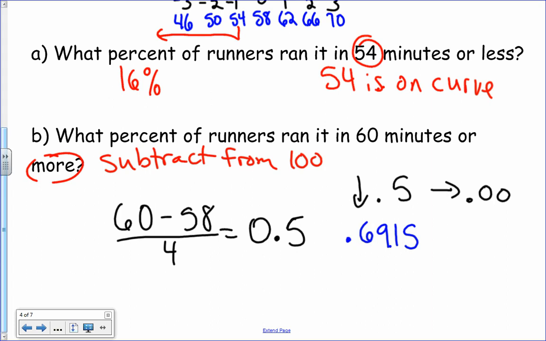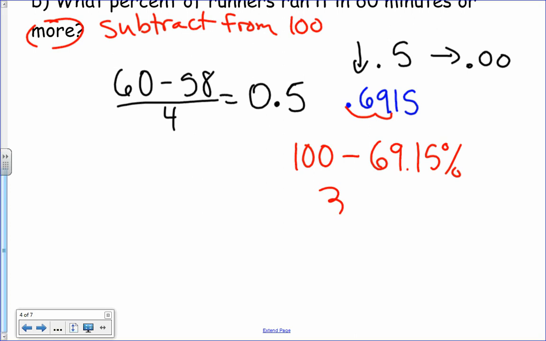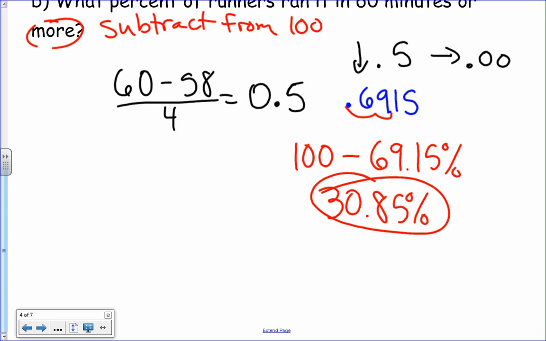but we got to subtract that percentage from what? 100, because we want to know the or more part. So we'll take 100 and subtract 69.15%. And the way I got that was moving that decimal. All right, and the solution is 30.85%. So roughly 30% of the runners took 60 minutes or more.